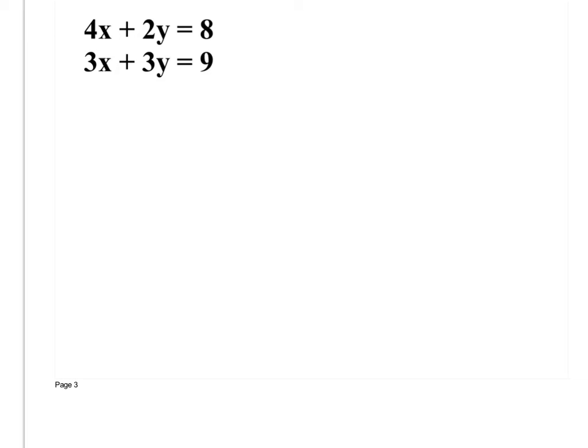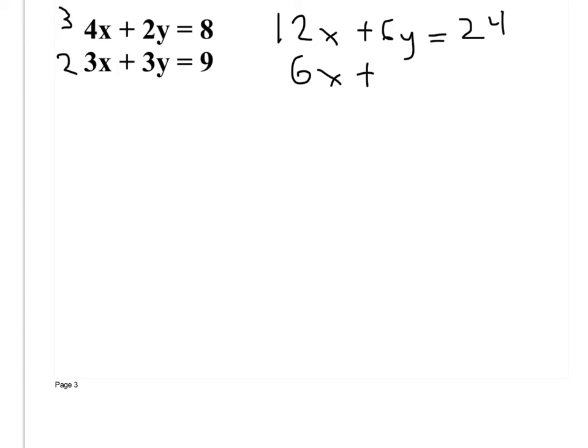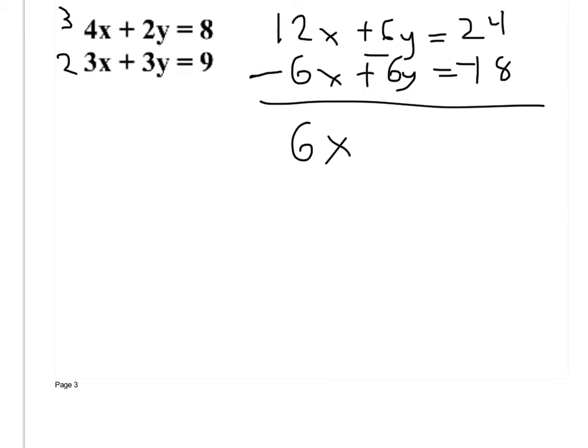Y? Okay. So what do we need to change y to? 6. So on the top one, I'm going to times by 3, and the bottom one, I'm going to times by 2. That gives me 12x plus 6y equals 24 on top. And the bottom one is 6x plus 6y is equal to 18. These are the same sign, so I have to subtract. So 12 minus 6 is 6x. These cancel. 24 minus 18 is 6.